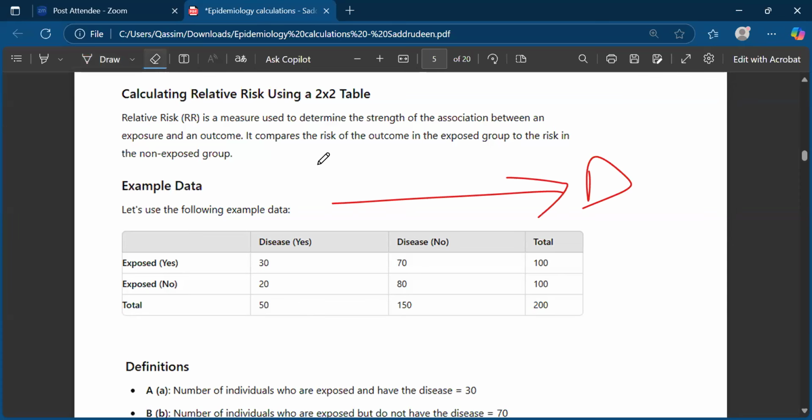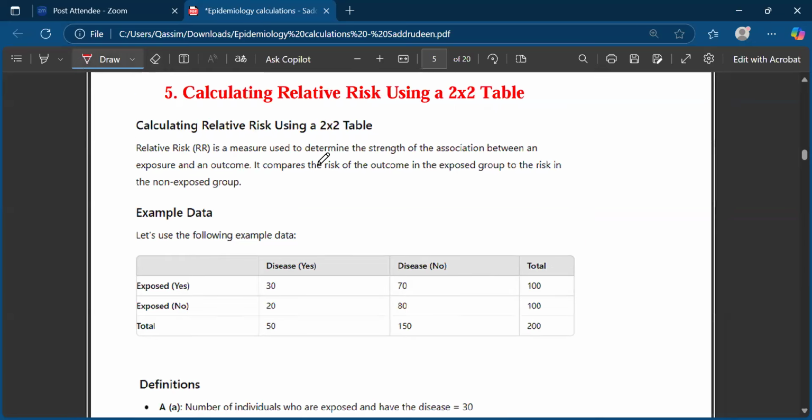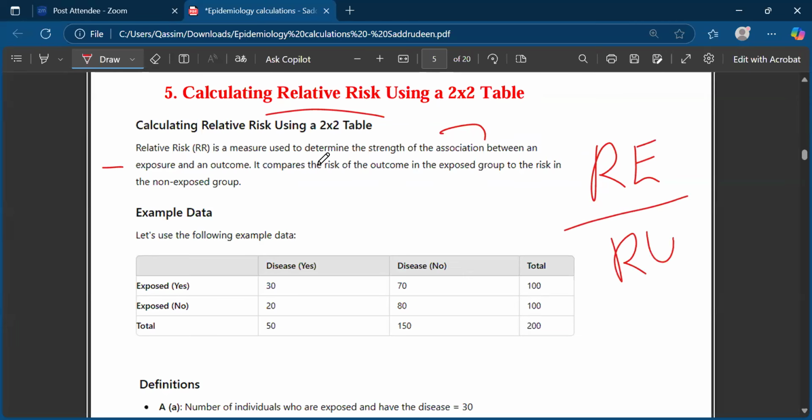So with that, we're going to calculate something called the relative risk. So the relative risk, basically, shows the strength of the association between an exposure and an outcome. So it compares the risk of the outcome in the exposed to the risk in the unexposed. So in simple terms, relative risk means you're just doing risk in the exposed over the risk in the unexposed.